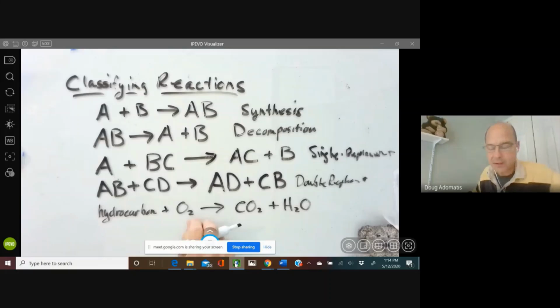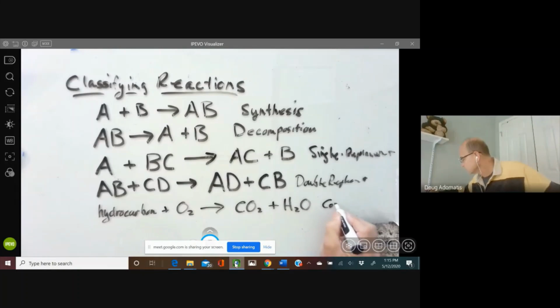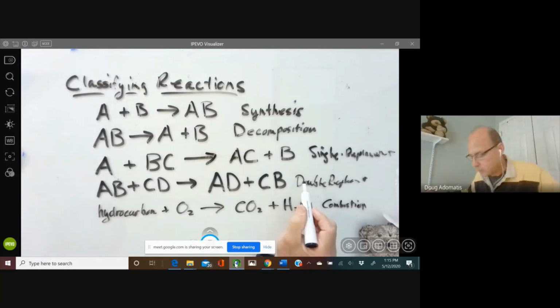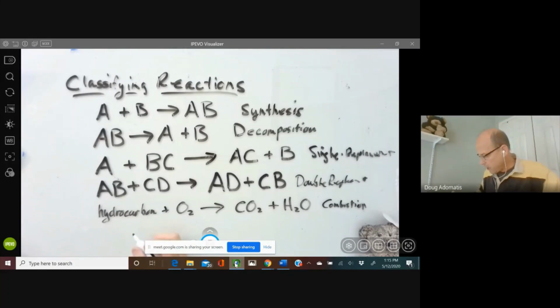That doesn't have anything to do with the dance, except for the fact that a combustion reaction is really just a special case of a double replacement reaction. And when I say hydrocarbon here, that could be CH4. It's got carbon and hydrogen in it.